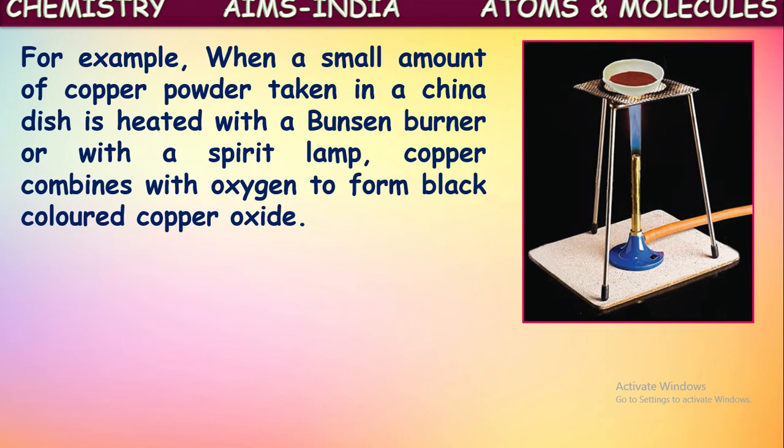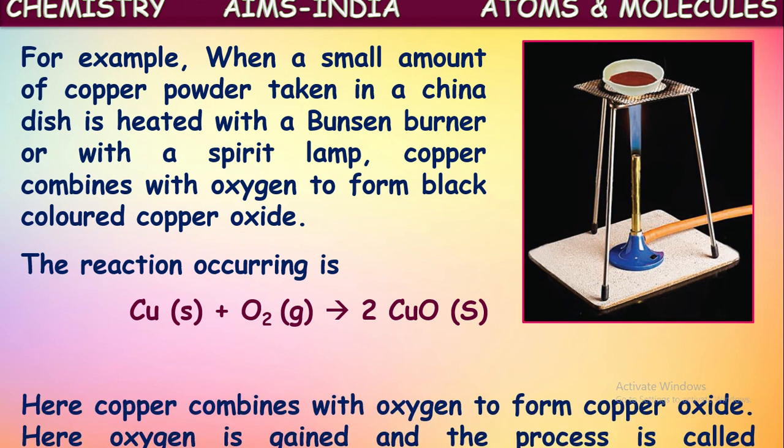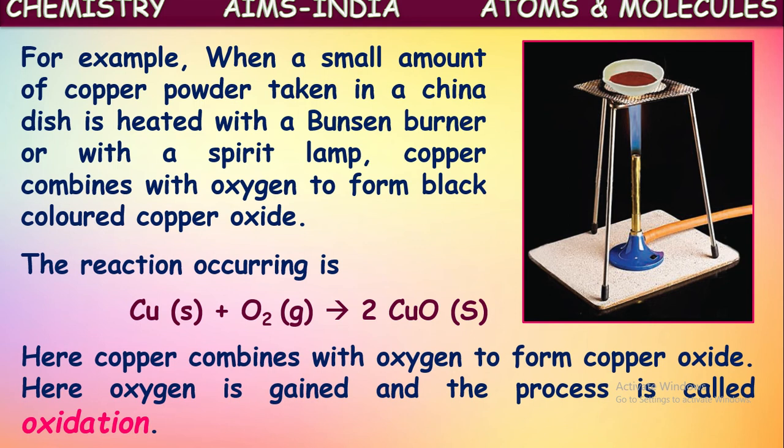Brown colored copper powder is taken in a china dish and heated on the spirit lamp or Bunsen burner. Then what happens? This copper on heating combines with the oxygen present in the atmospheric air and forms black colored copper oxide. Okay, let us see the equation related to this. The chemical reaction occurring here is copper combines with oxygen and forms copper oxide.